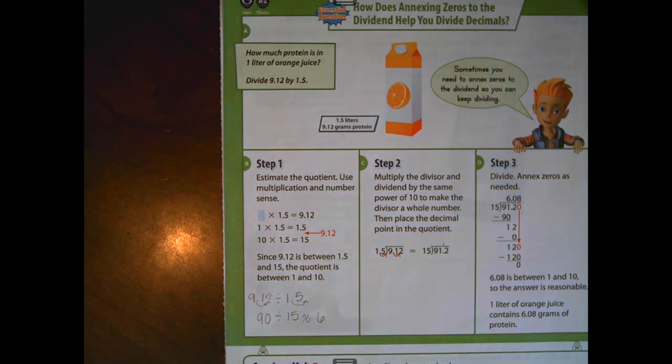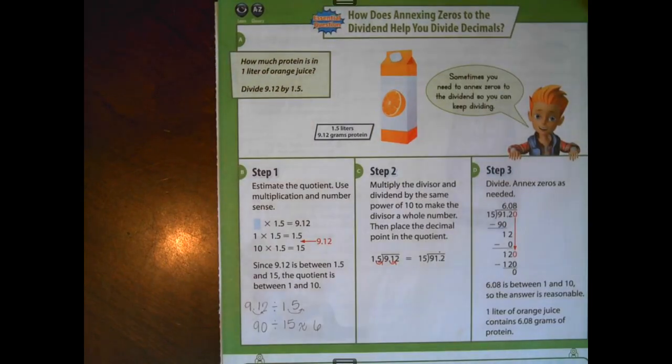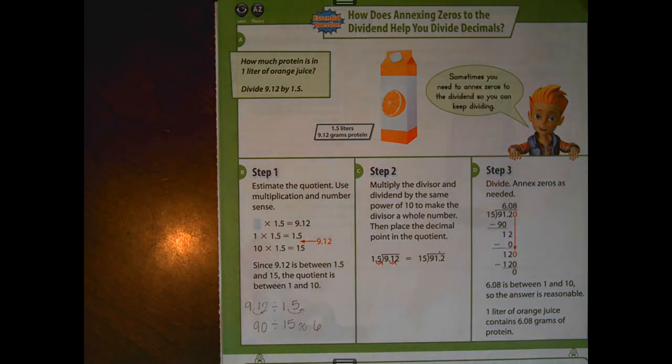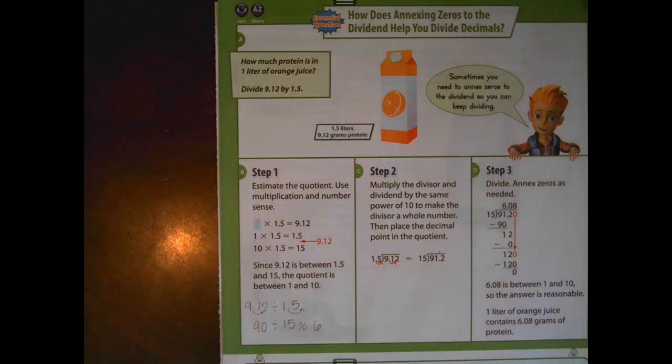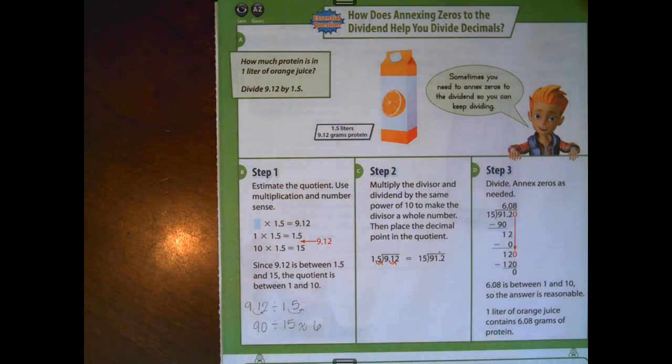All right. So let's look at step 2. Step 2, we're going to multiply the divisor and the dividend by the same power of 10 to make the divisor a whole number. So as we've worked through topic 6, what you see is that the divisor is what we're looking at first. We make it a whole number by multiplying it by a power of 10, which basically means we move that decimal point to the right until it is out of the divisor, and then we do the same thing to the dividend, okay? And don't forget that we have to place the decimal point in the quotient, and you've heard me over and over say, pop up the decimal point.